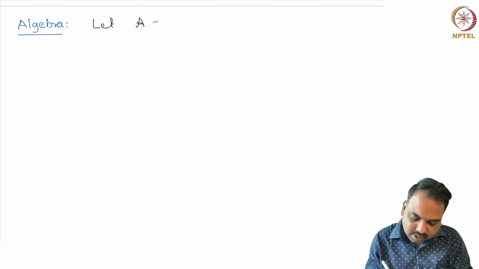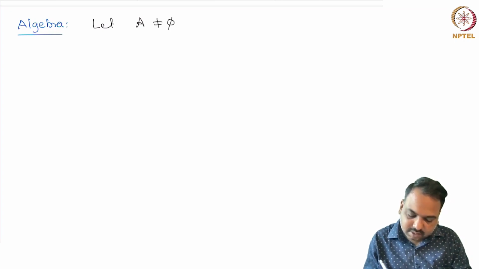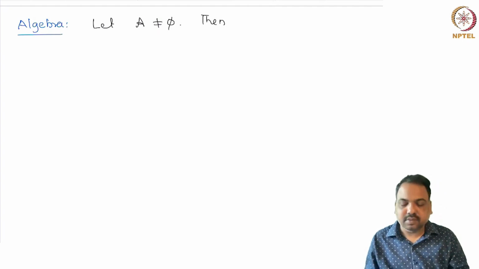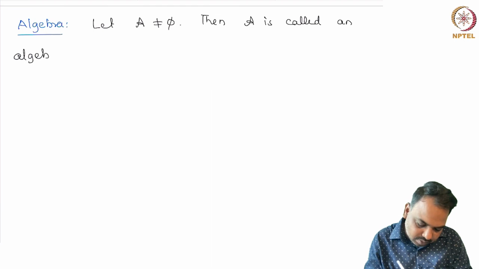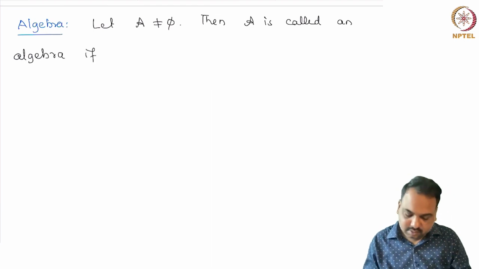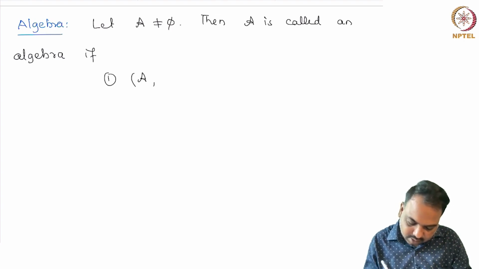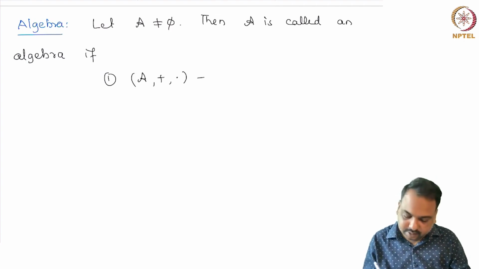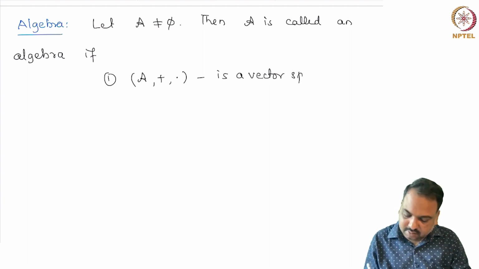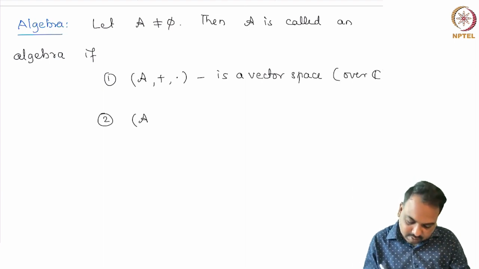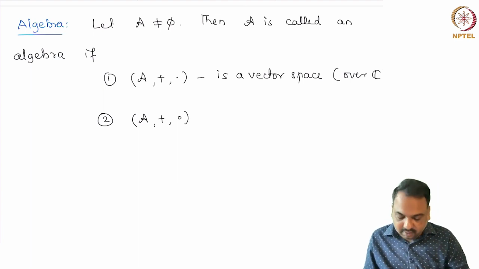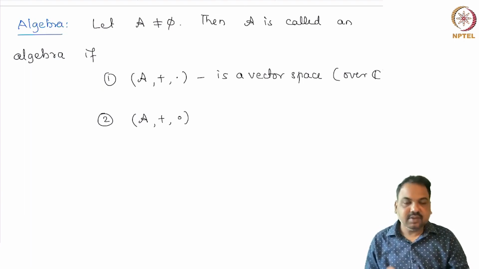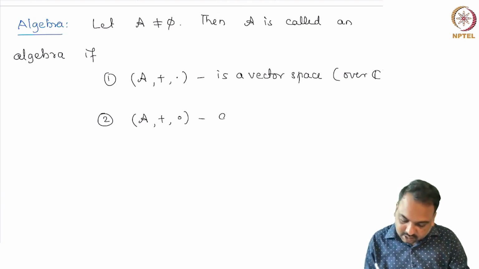Let A be a non-empty set. Then A is called an algebra if, first, A with plus and scalar multiplication is a vector space. Here again we are going to look at it over C. The second condition is that A with plus and circle, that is the composition in the case of L(V), so this is nothing but multiplication of two elements from A, is a ring.